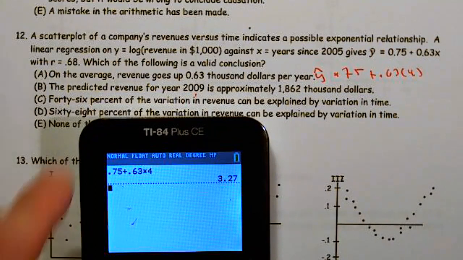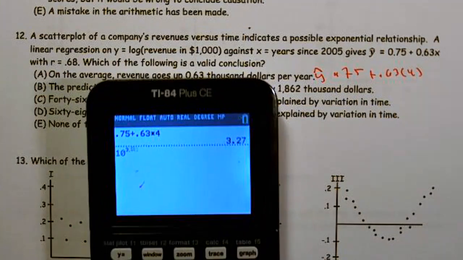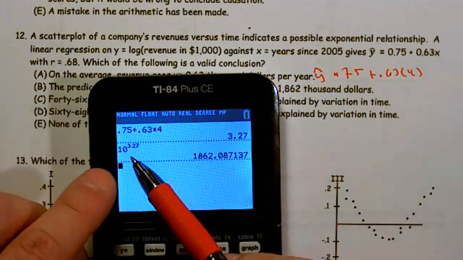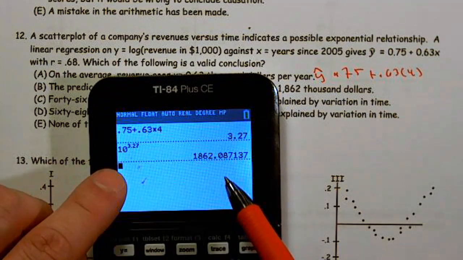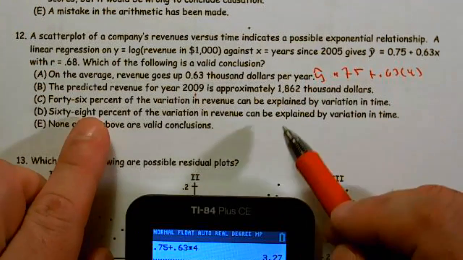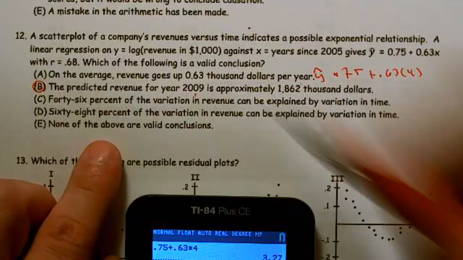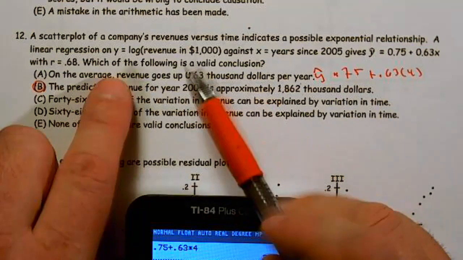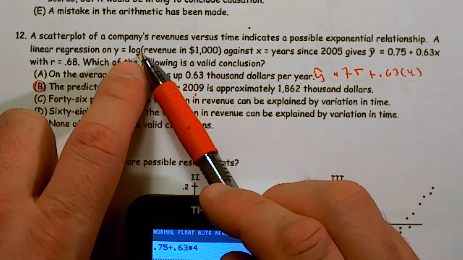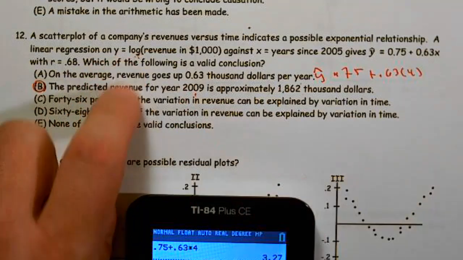And if I do that correctly, 10 to the 3.27, because it was a log, if I undo the log, I get 18.62. And so the predicted value is approximately 1,862. And you're like, well, wait a second, how did you know to do that? Basically, raising it to the 10 to the exponent is how we undo the log, and they already told us this was the log power.